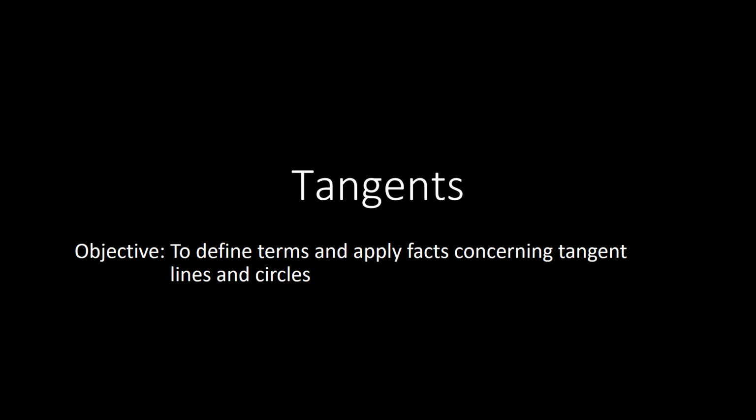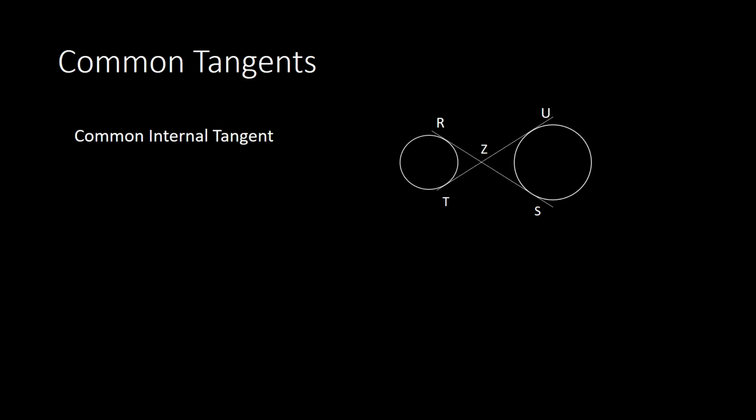In this lesson, we will define terms and apply facts concerning tangent lines and circles. The first term we need to know is the term common tangent. So we have what we call a common internal tangent, and then we have also a common external tangent. What that means is that if you had two circles, then a common tangent would be a tangent line that is shared with both circles.